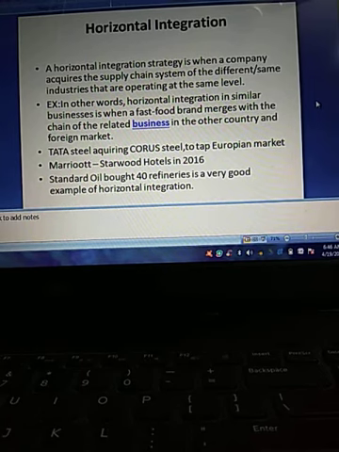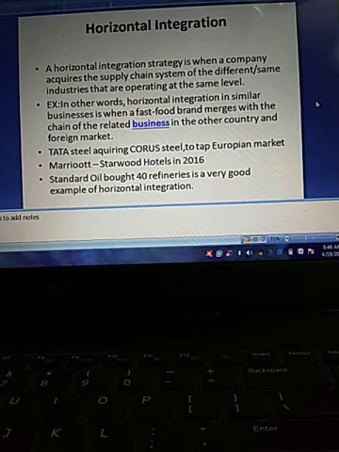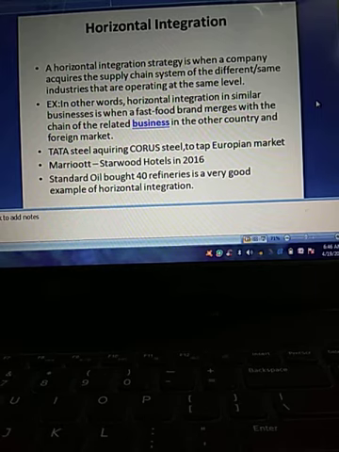So horizontal integration strategy is when a company acquires the supply chain system of the different or the same industries that are operating at the same level. So which is an example? Horizontal integration in similar businesses is when a fast food brand merges with the chain of the related business in other countries and foreign markets. The best Indian example is Tata Steel acquiring a foreign company, Corus Steel, to tap the entire European market.